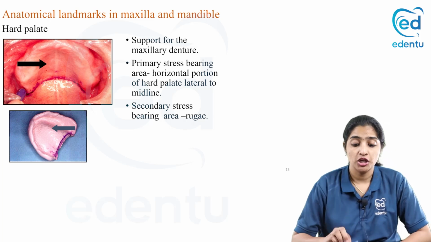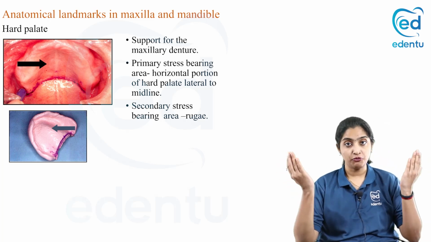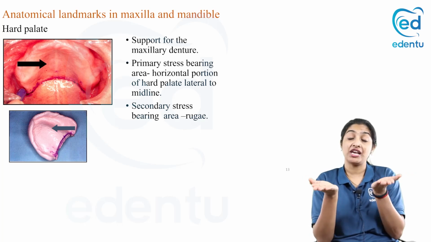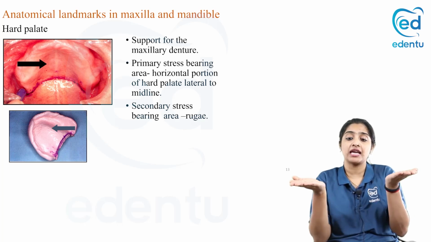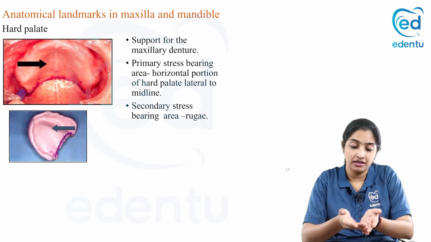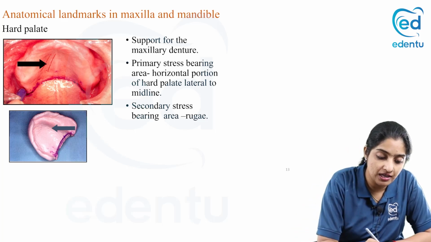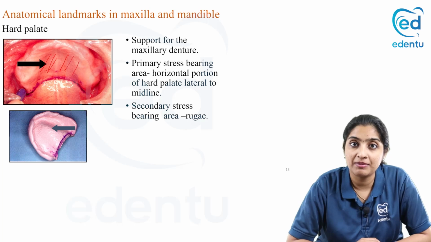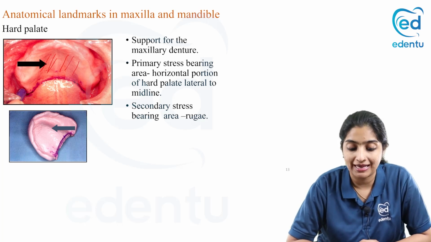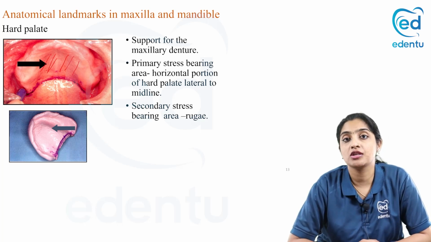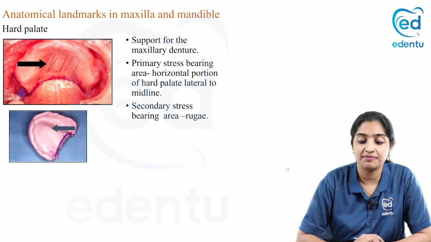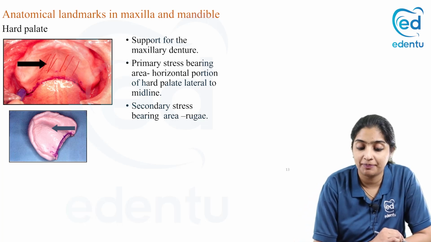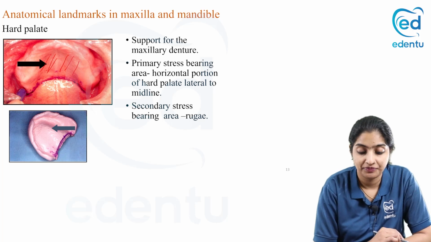Coming to the hard palate, during formation of the maxilla, there are two plates, palatal plates, which are called the palatal shells. They come and fuse at the mid-palatine raphe. So, this area is called your palate. Now, this is the primary support area of your maxillary denture, or the primary stress bearing area. Why? Because it has a horizontal portion of the hard palate lateral to the midline.